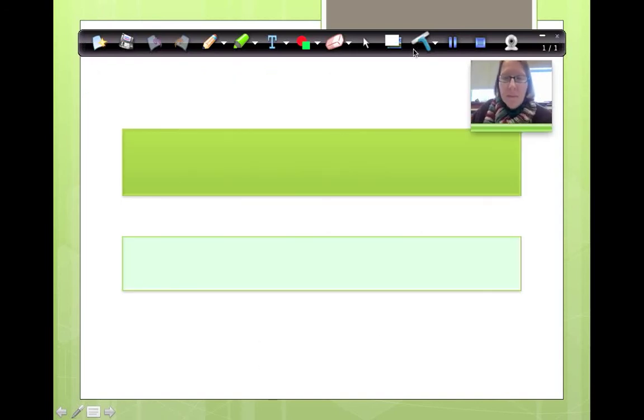Get your paper. This is my paper. And get your ruler. Now, if you notice, your paper and your ruler are exactly the same length. Now this right here is my ruler. I just don't have all my numbers on it. Okay.